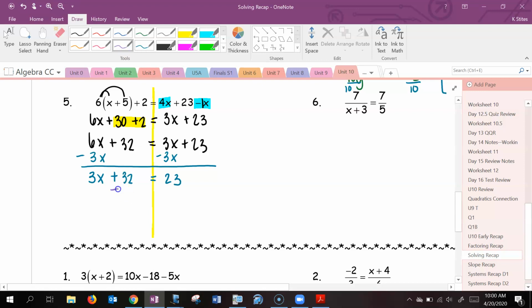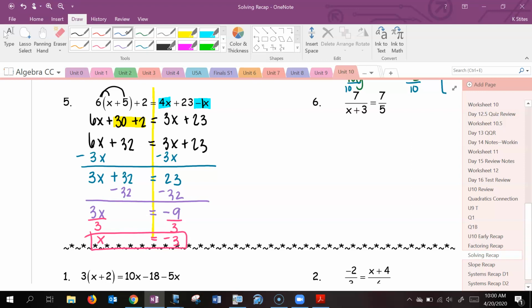Okay, what are you going to move next? Should be your 32. We'll subtract it. And 23 minus 32 is a negative 9. And final step, divide by 3. Negative 9 divided by 3 is negative 3. Okay, lots of 3's for our answer on this.